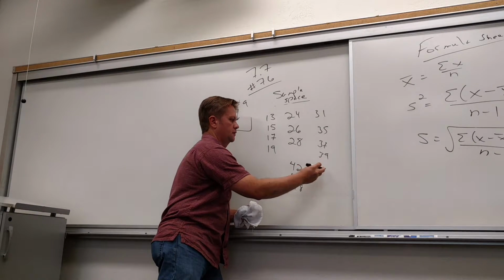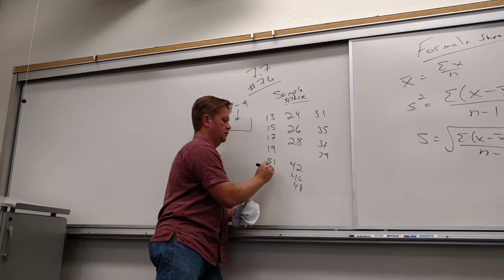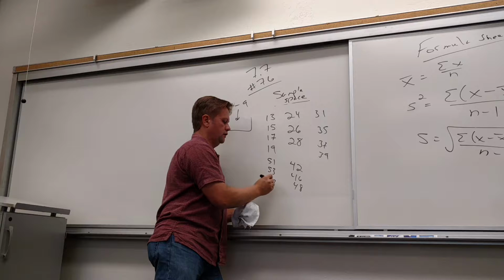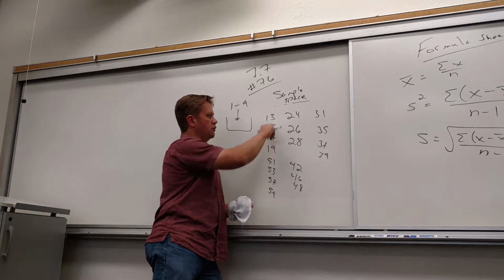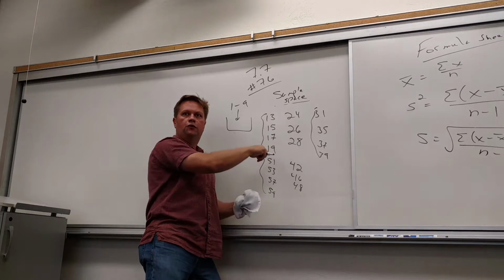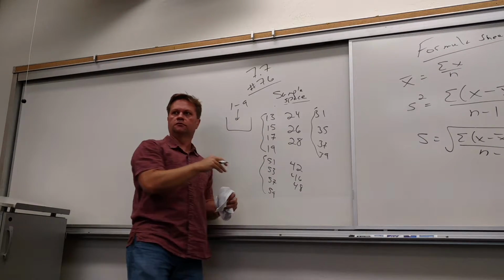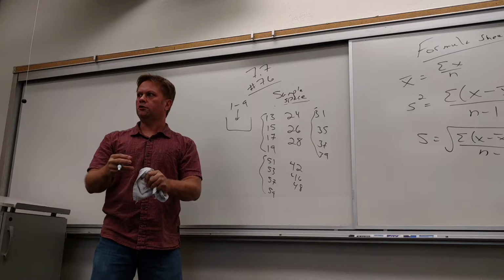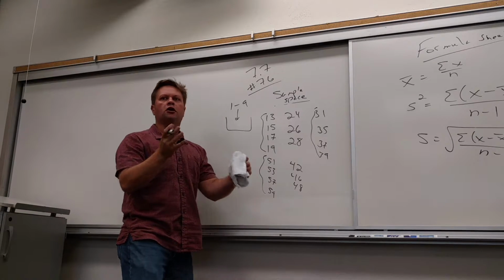5s. 5, 1. 5, 3. 5, 7. 5, 9. How many odds does it seem like there's always going to be? 4. If the first number's odd, there's going to be 4. If the first number's even, there's going to be 3. That pattern does continue. So there's a quicker way to do this problem.